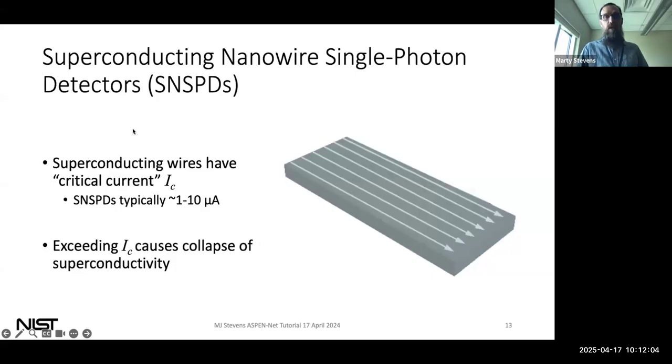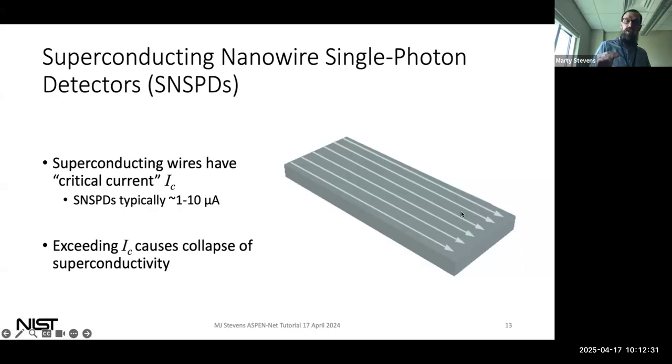Okay, so the way we're doing this is superconducting nanowire single photon detectors. These detectors have been around about 25 years now, and we've been working on them here at NIST for most of that time. The basic idea is you've got a very thin, few nanometer thick wire, maybe hundreds of nanometers to microns wide, and it's superconducting.